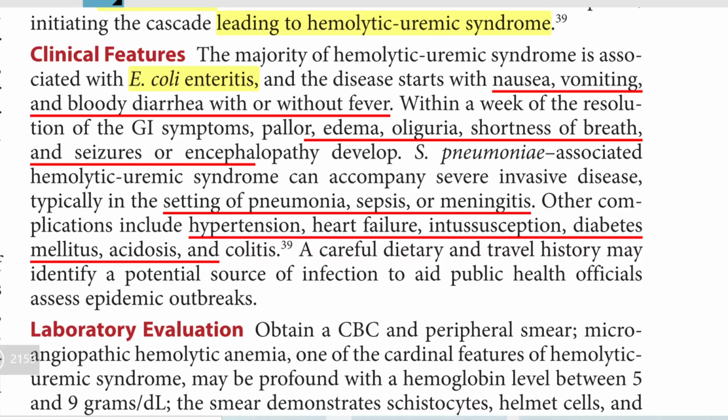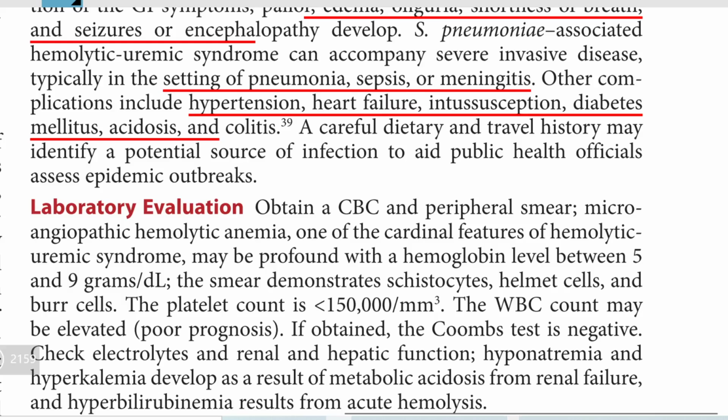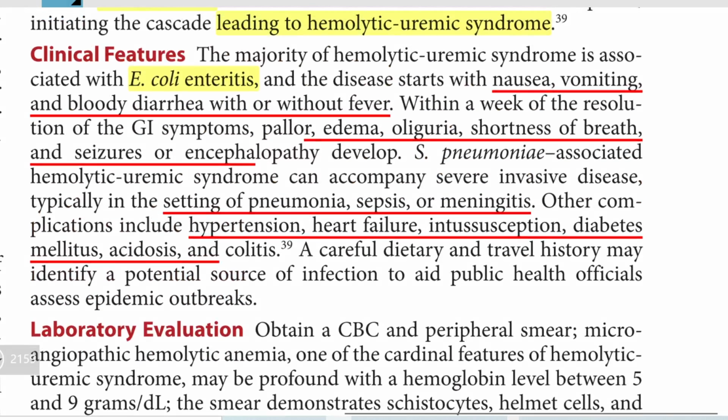We must ask about the dietary and travel history, which may identify the potential cause of infection and aid public health officials in assessing epidemic outbreak risks. So these are the features: GI related symptoms first, then after one week the patient will have kidney related edema, pallor, oliguria, SOB, and seizures or encephalopathy. And strep pneumonia will have pneumonia, sepsis, or meningitis related complications later on leading to this.